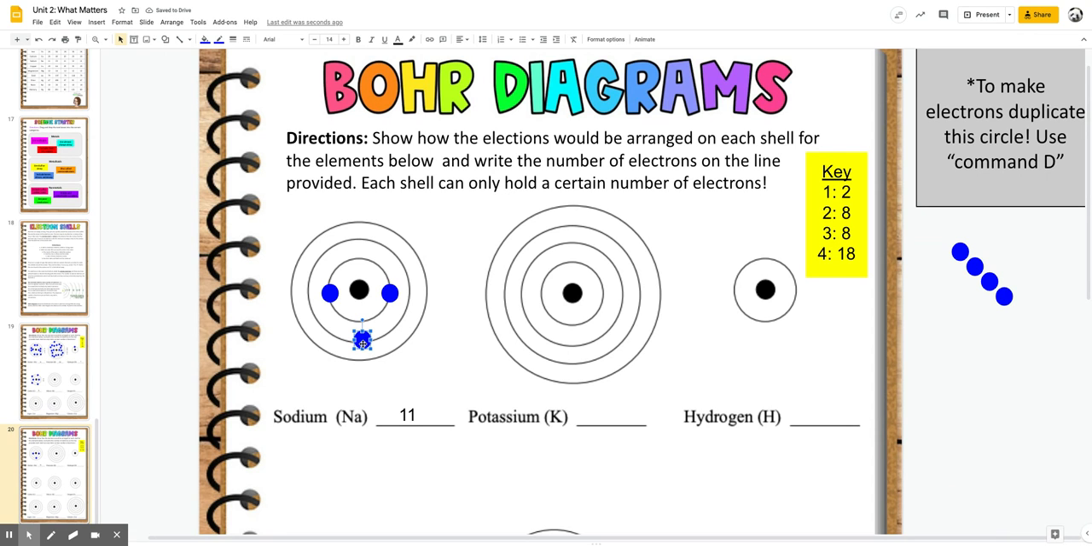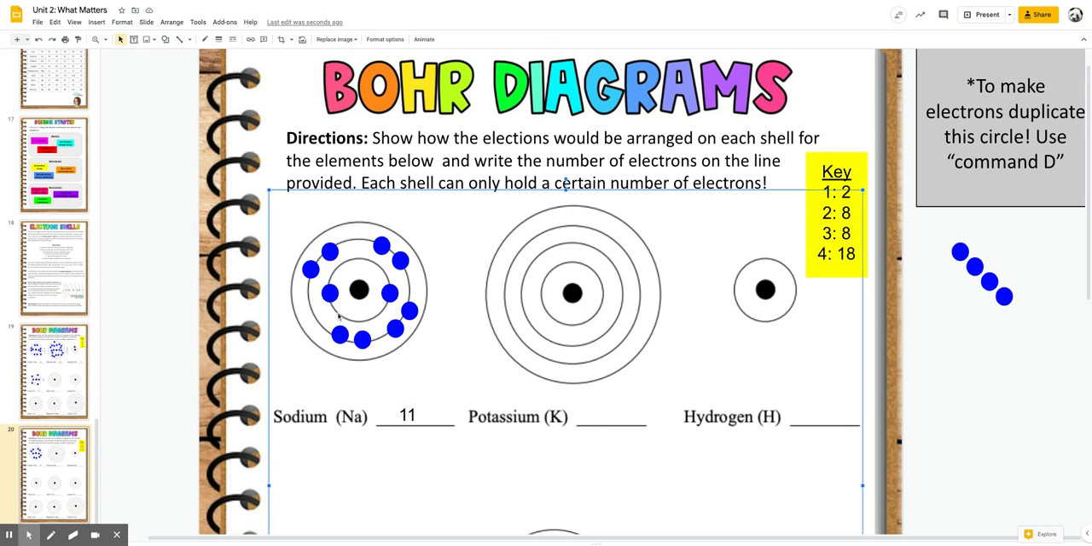So the second shell can hold 8. So this is my fourth one, 5, 6, 7, 8, 9, 10. So that's 8 on the second. So I've got 2, 4, 6, 8. So I've got 2 on the first, 8 on the second. I filled this second shell completely, and I have 10 electrons right now.